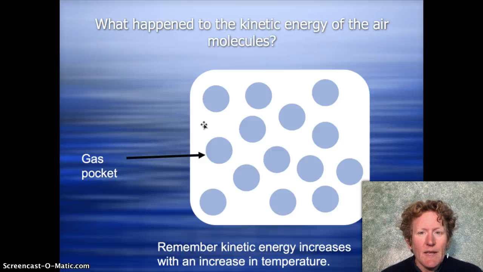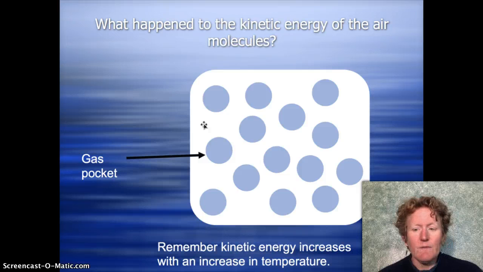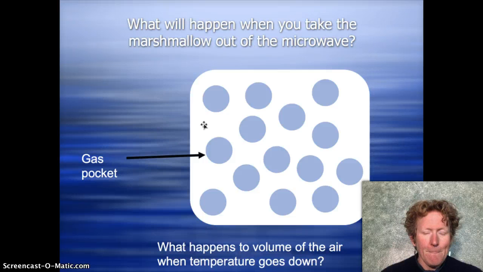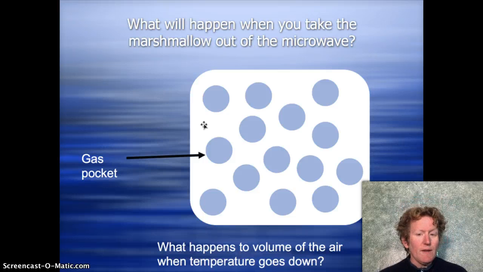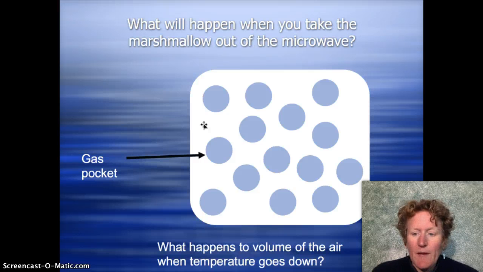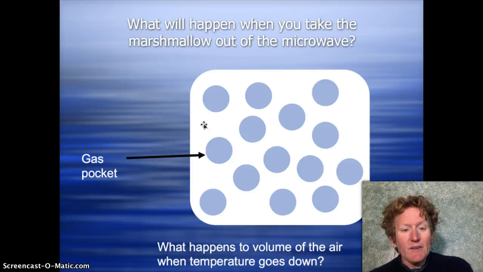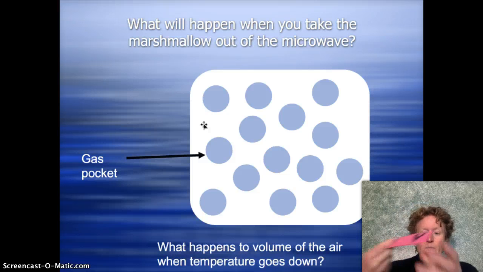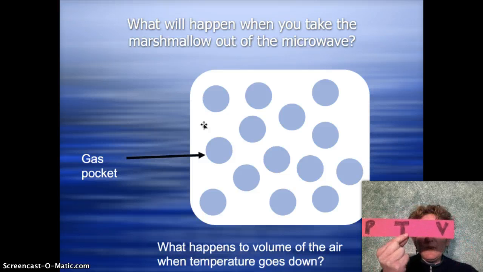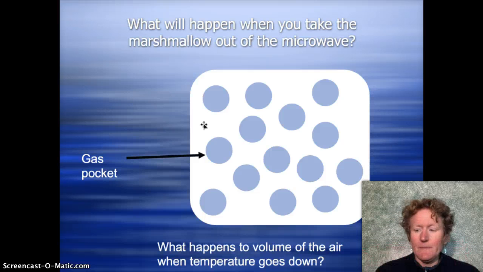What happens to the kinetic energy of those air molecules? Well, of course, we increase the heat energy by putting them over a fire or exciting them with microwaves, and so it increases. If you take the marshmallow away from the fire or take it out of the microwave, you can form your own hypothesis of what is going to happen. The kinetic energy of the gas decreases, so it slows down. You're bringing the temperature down, so pressure and volume come with it.